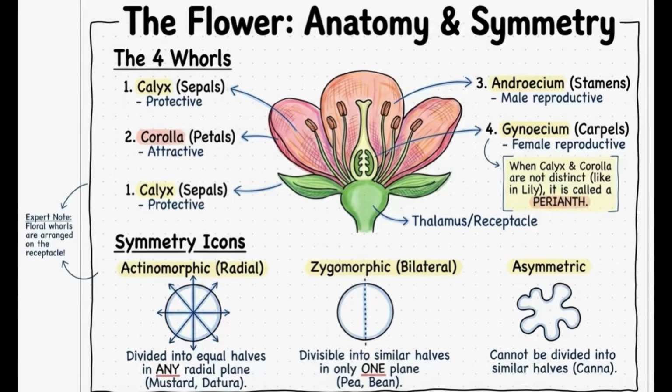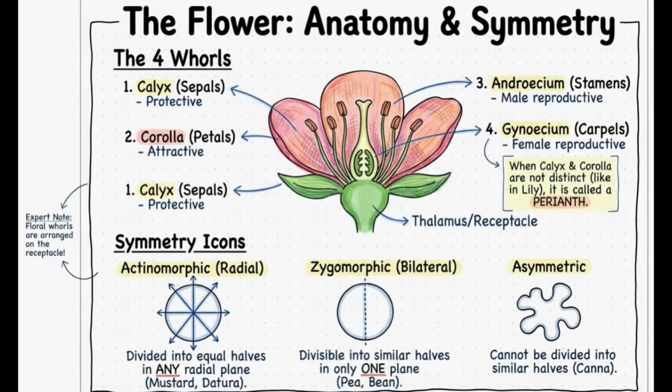It creates a specific lock and key mechanism. Zygomorphic flowers often evolve to force a very specific insect, like a particular species of bee, to enter the flower in exactly one orientation. Yeah, that guarantees the pollen gets brushed onto the exact right spot on the bee's back.